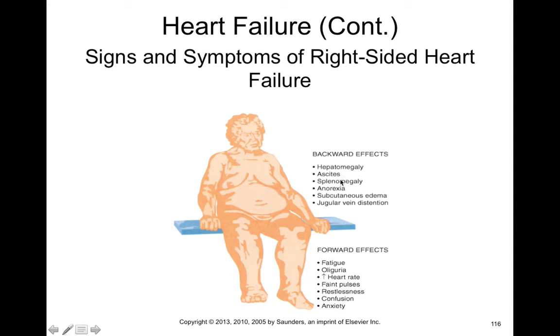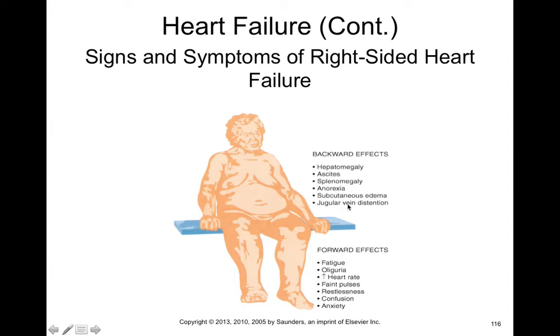So you see hepatosplenomegaly, or basically an increase in the size of the liver and spleen due to a congestion of venous blood in the hepatic portal circulation. There's some anorexia here due to fluid overload as well. Subcutaneous edema, like we talked about, and jugular vein distension is one of those classic signs.